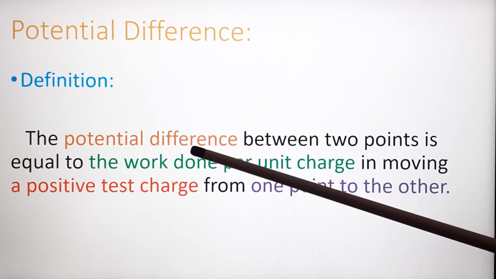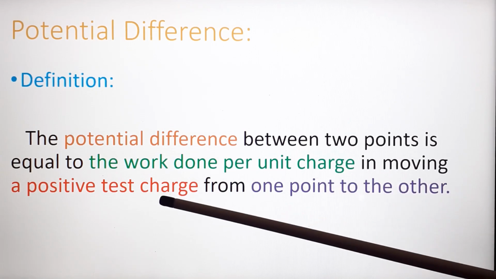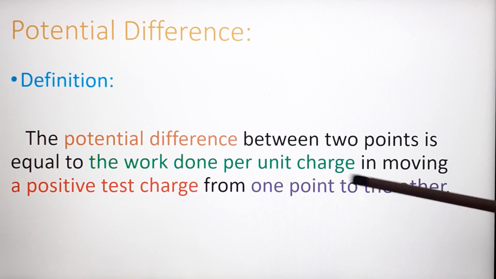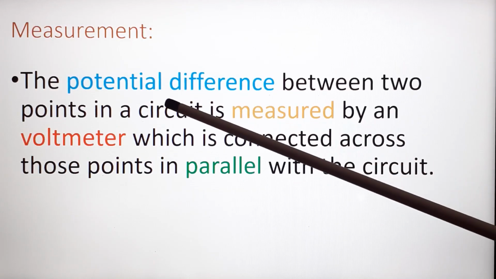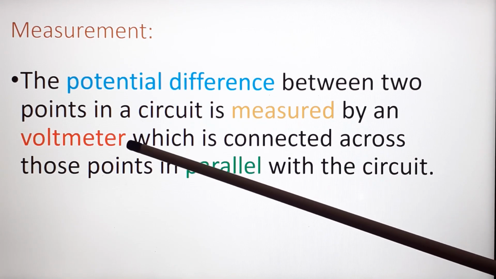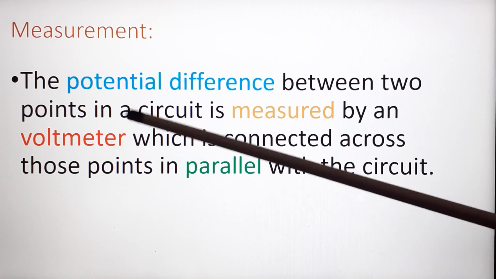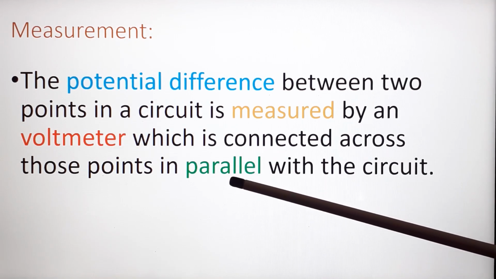So the definition of potential difference is: potential difference between 2 points is equal to work done per unit charge in moving a positive test charge from one point to other. Now let's discuss the measurement. Potential difference can be measured by an instrument called a voltmeter. But the condition is that a voltmeter is always connected in parallel.